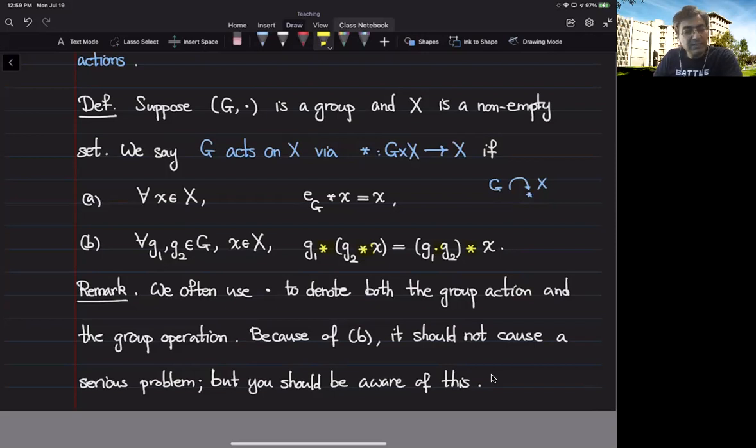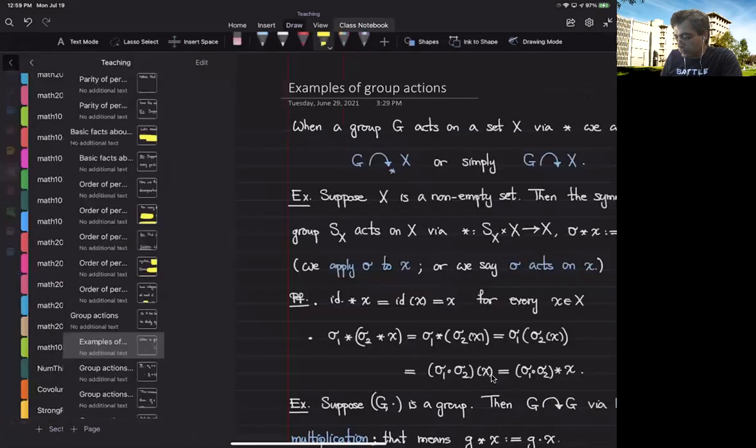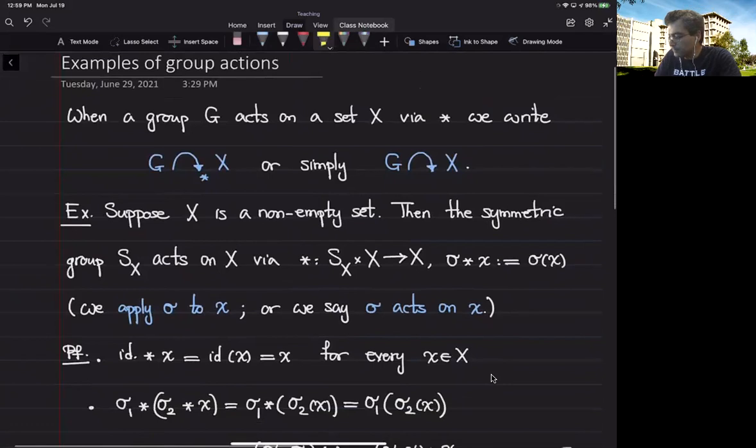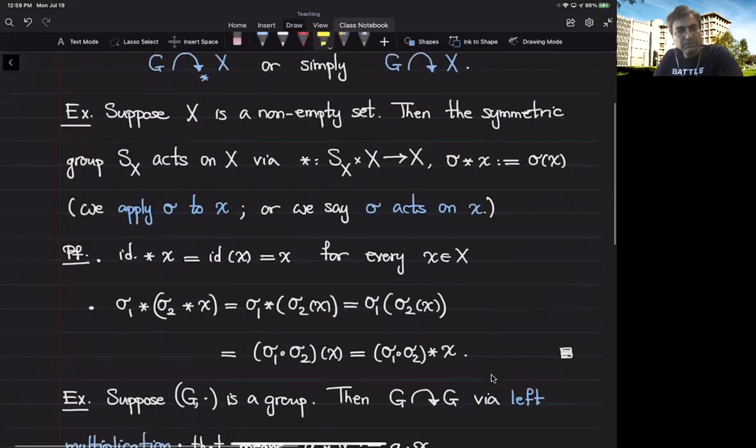Okay, so let's see some examples of group actions. We start with the generic one, the general one, the group of permutations. Suppose X is a non-empty set, and I am going to take its group of symmetries. In this case, it means the symmetric group. Then the symmetric group acts on X, and what is the action?